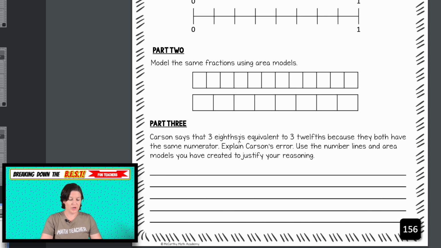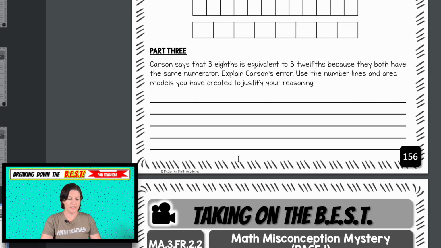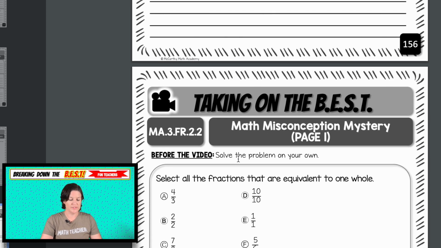And then here it says Carson says that 3/8 is equivalent to 3/12 because they both have the same numerator. Well, that doesn't make them equivalent, right? Explain Carson's error and use the number lines and area models that you have created to justify your reasoning. So you can see that there's a lot jam-packed into this, a lot of thinking required with the student and putting it into a real-world setting there.